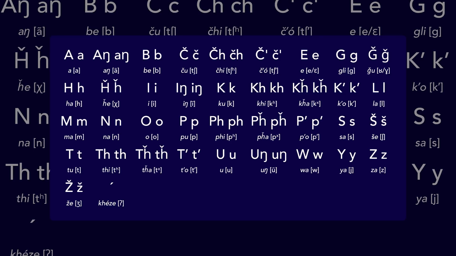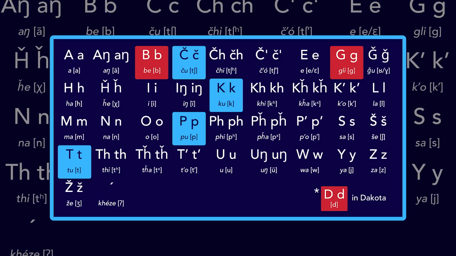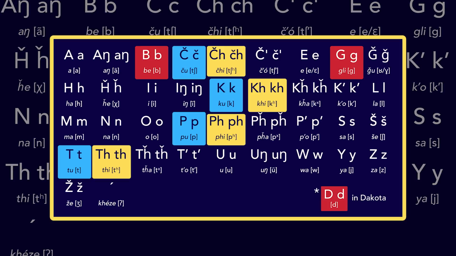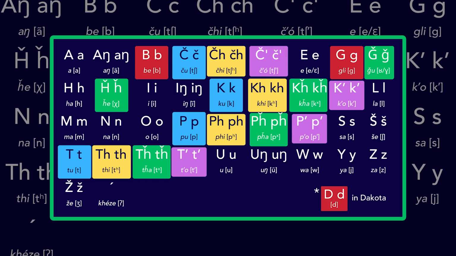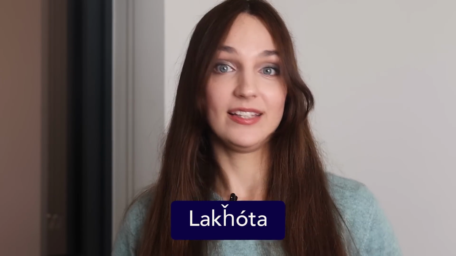Sioux has sets of voiced, unvoiced, aspirated, and the most interesting, ejective consonants. That's when you stop the burst of air while pronouncing the consonant. Sioux also has quite a few uvular consonants, pronounced from the throat, like Lakota. Yes, I've been pronouncing it wrong the whole time.